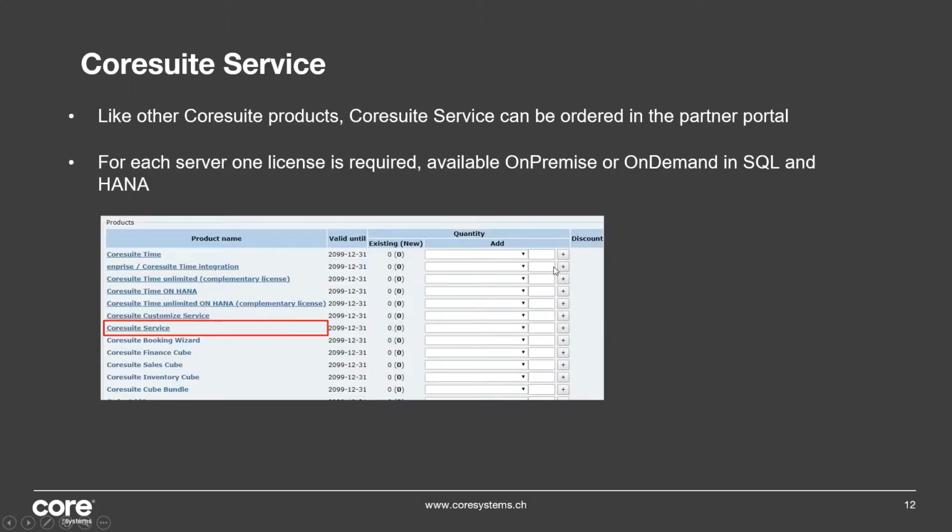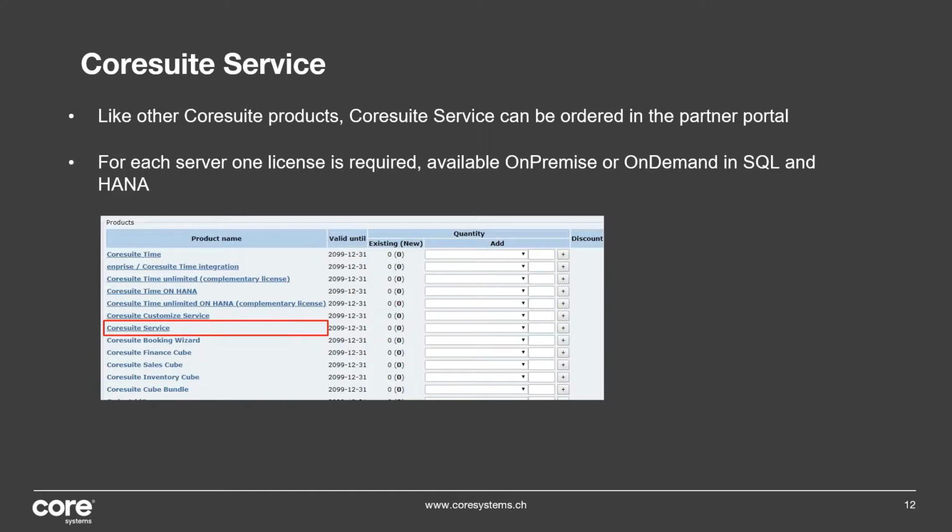Like other Coresuite products, Coresuite Service can be ordered in our partner portal. For each server, one license is required. The product or the license is available for on-premise or on-demand, for SQL as well as for HANA.